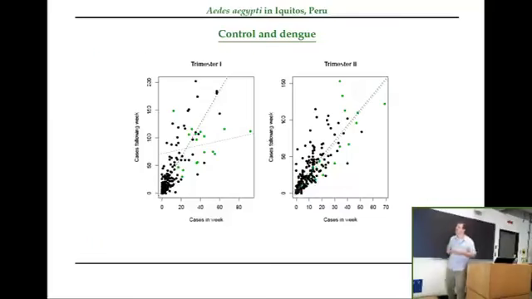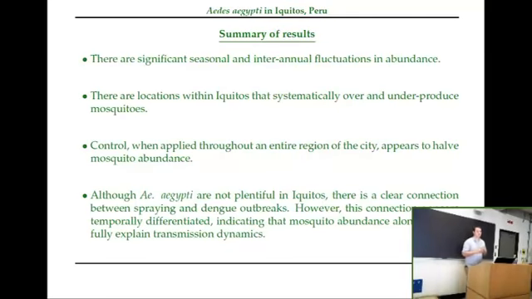So in summary of these results, there are significant seasonal and interannual fluctuations in abundance. Some locations within Iquitos systematically over- and underproduce mosquitoes. Control, when applied throughout an entire region, appears to have an effect on mosquito abundance. And further, although Aedes aegypti aren't actually very plentiful in Iquitos, there is, in my mind, a clear connection between spraying and dengue outbreaks. However, this connection is temporally differentiated, meaning that accounting for mosquito abundance alone isn't going to be able to give us all our transmission dynamics.